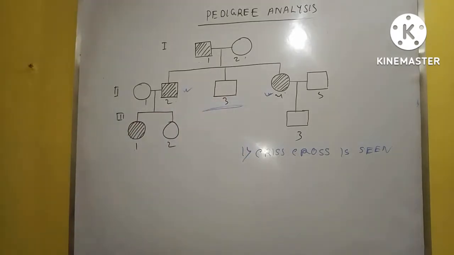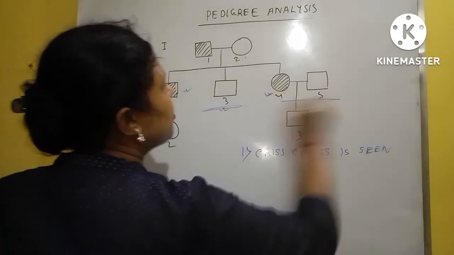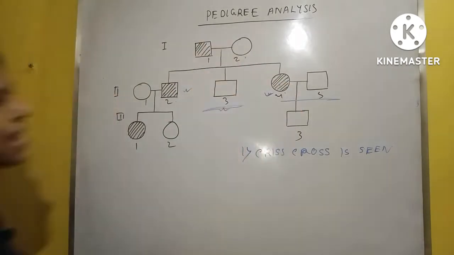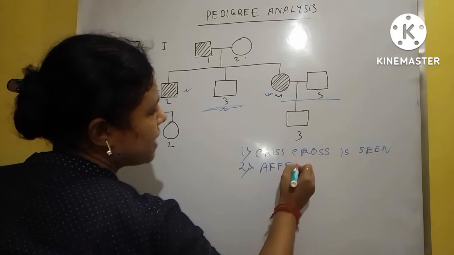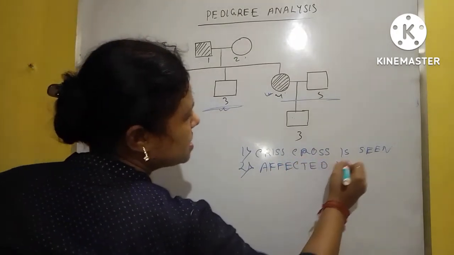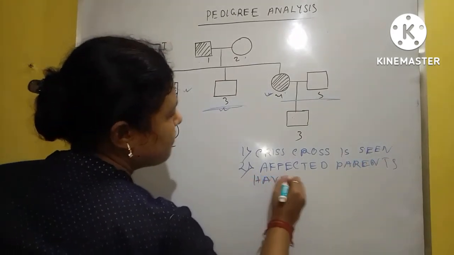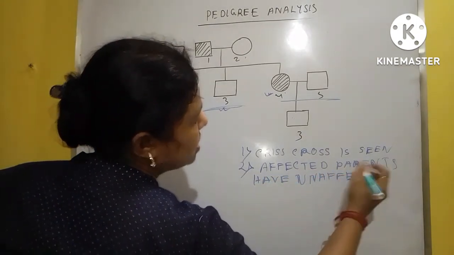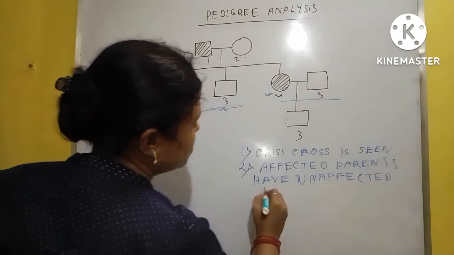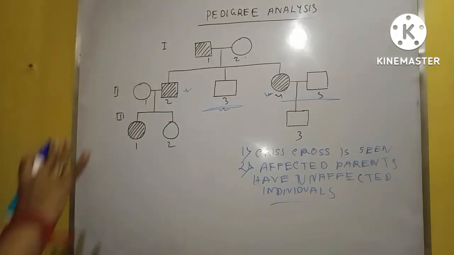This is one important example, and here is another important thing: the mother is affected but the son is not affected. So number two, we can say affected parents have unaffected sons or daughters, unaffected individuals. So here you can see this is autosomal.